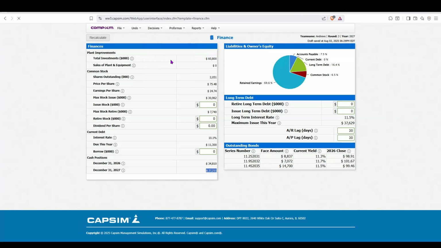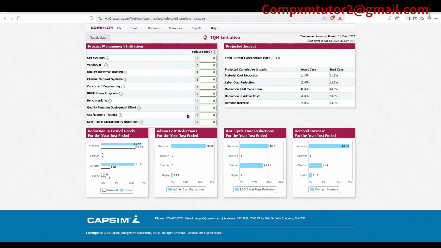Lastly, the TQM. For the TQM at the moment, I'm not going to make any decisions, so I'll just maintain it that way, because we are still getting the scores and it's still effective in the market because we have invested for it in the last 2 rounds.